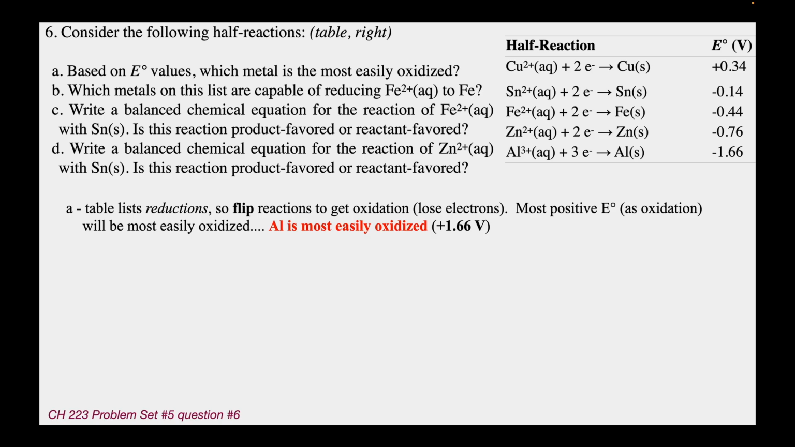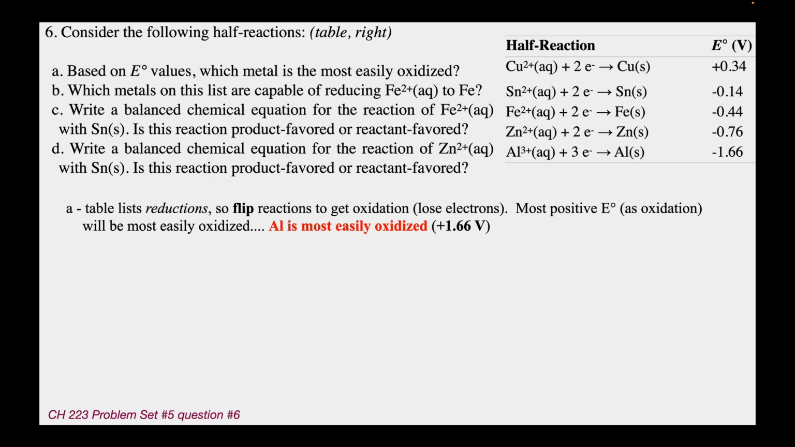Now the next question says, which metals on this list are capable of reducing iron 2 plus to iron? So if iron 2 plus gains 2 electrons, it'll make iron metal. And you can see in the table right now that that reaction has a value of minus 0.44 volts. So we need a metal which, when it's being oxidized, not reduced, which is what the table shows right now, but oxidized, will have an E naught value larger than 0.44 volts. All right, we need something that's going to be able to overpower that.